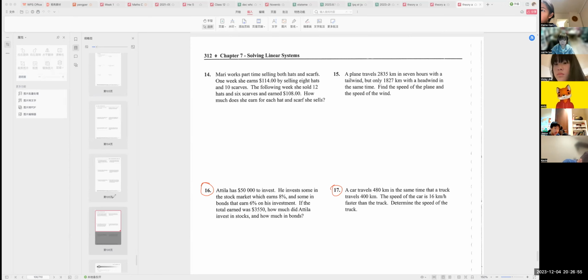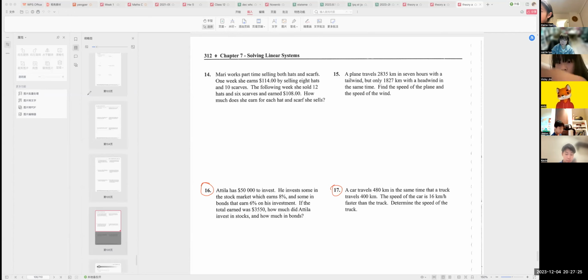Okay, so Atilia has $50,000 to invest. He invests some in the stock market, which earns 8%, and some in bonds that earn 6% of his investment. What does it mean? So the stock market has the higher percentage, that means for every $100, you add $8. Okay? And with the bond, which is much safer, you earn 6%. That means if you invest $100, they will give you $6 as your interest.